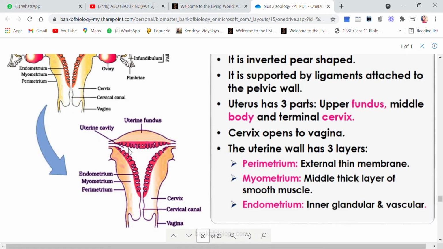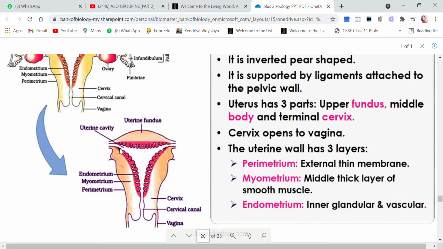The upper one is the fundus, the uterine fundus. Then comes the body, and then comes the cervix. The cervix opens into the vagina through a canal which is called the cervical canal.